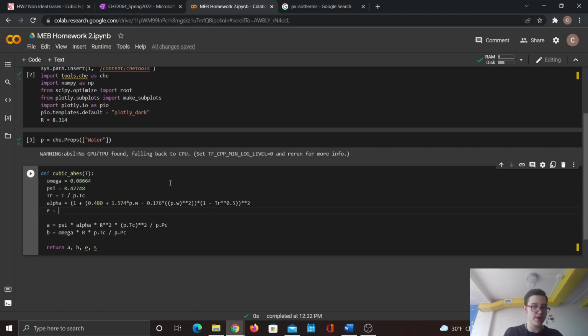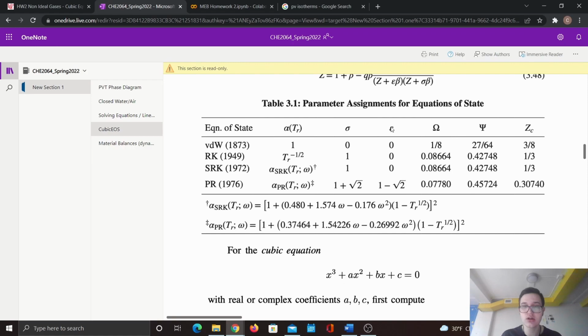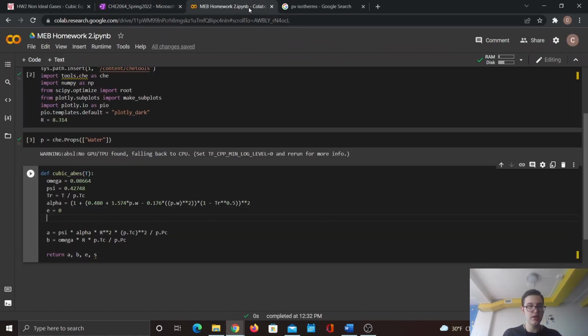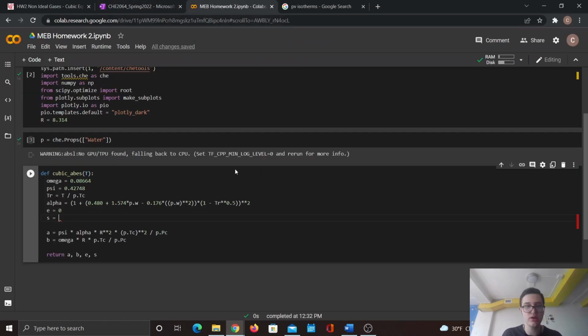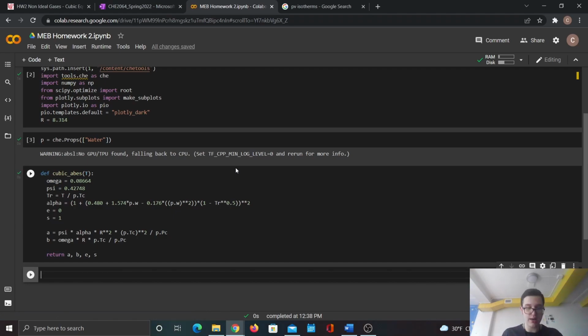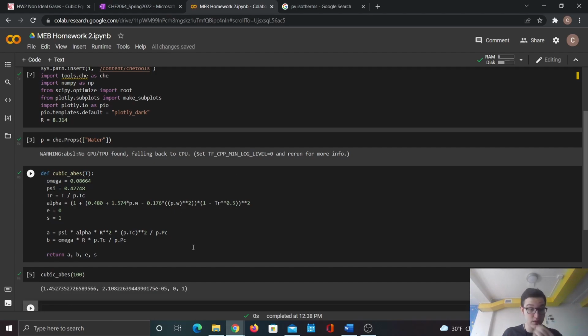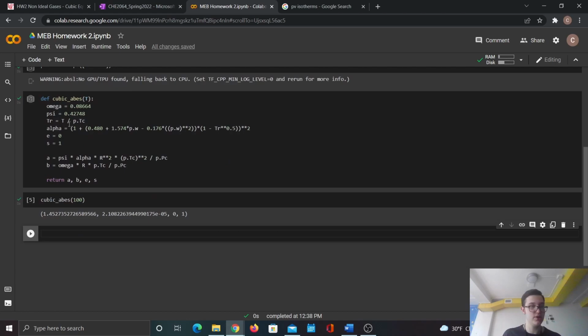So epsilon or E, the value given here is 0. And then sigma or S, the value given for it is 1. Okay. Everything is written out here. Let's shift enter just to make sure. And let's do cubic ABES, let's call it 100 Kelvin. That looks about right from values given in class as well as just a general first look. So it looks like this function at the very least is correct.